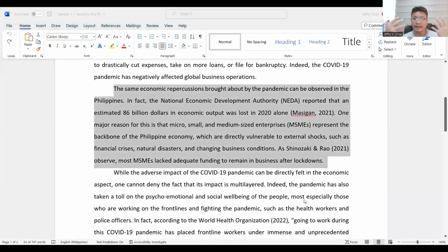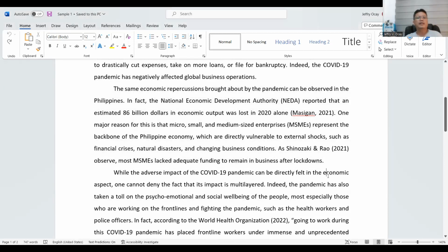We continue to provide a clear context of the problem, and it reads, the same economic repercussions brought about by the pandemic can be observed in the Philippines. And so from the global to the local, from the general to the particular, we move from the global to the Philippines in this case. In fact, the National Economic Development Authority reported that an estimated $86 billion in economic output was lost in 2020 alone, according to Masigan.